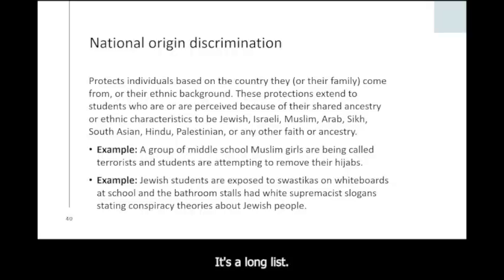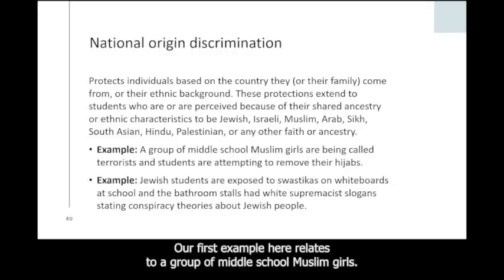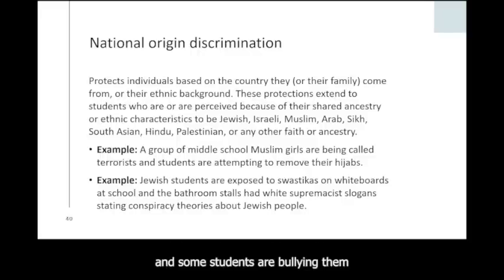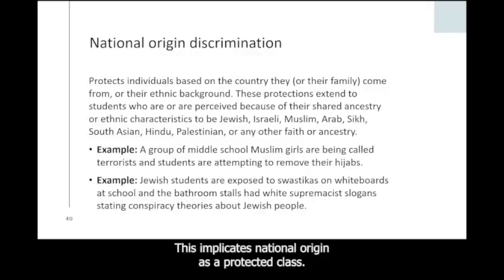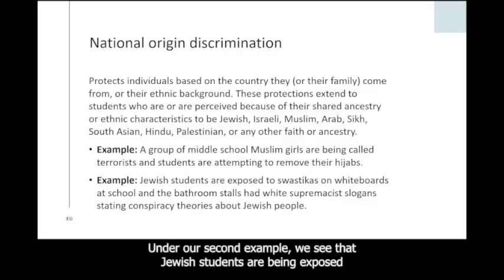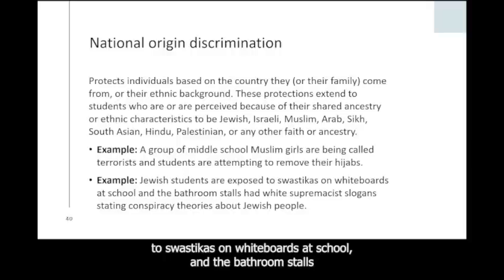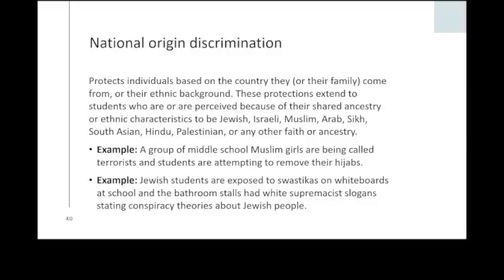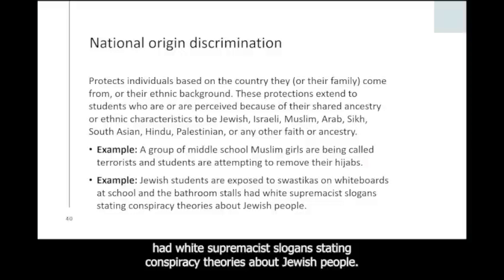It's a long list. Our first example here relates to a group of middle school Muslim girls. They are being called terrorists by other students, and some students are bullying them by pulling off their hijabs at school. This implicates national origin as a protected class. Under our second example, we see that Jewish students are being exposed to swastikas on whiteboards at school, and the bathroom stalls had white supremacist slogans stating conspiracy theories about Jewish people.